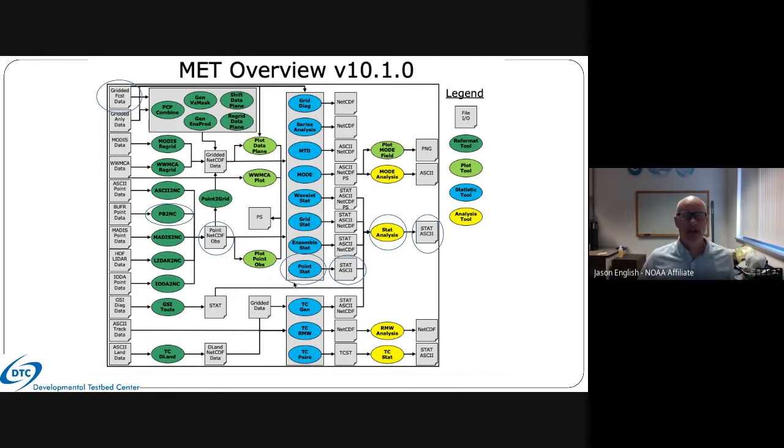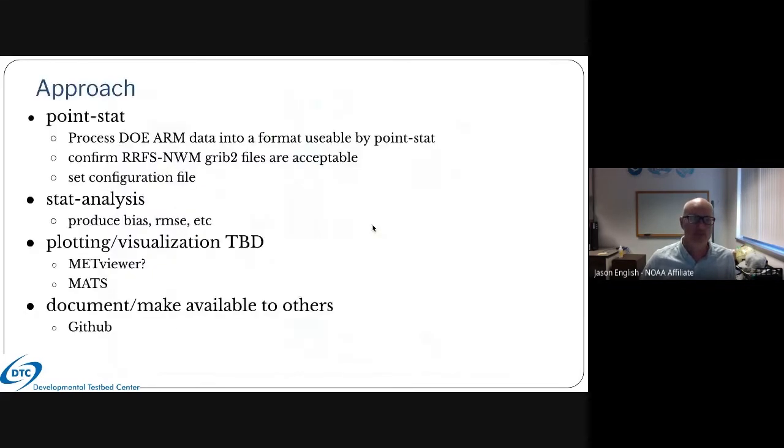Point stat and stat analysis are two existing tools in the MET suite that would likely be useful here. So the proposed approach is to use point stat: process DOE ARM data in the format usable by point stat, confirm the existing output from our RRFS National Water Model and Group 2 files are accessible, set the configuration file, and then run point stat. From that output, we can do stat analysis, a variety of types of analyses we want.